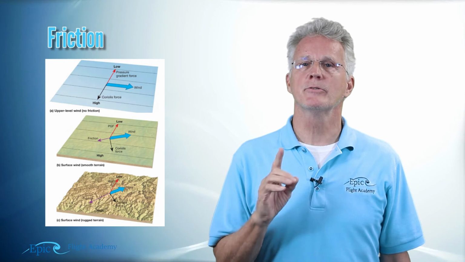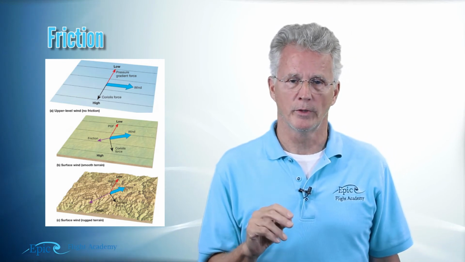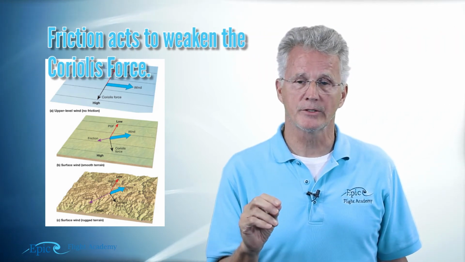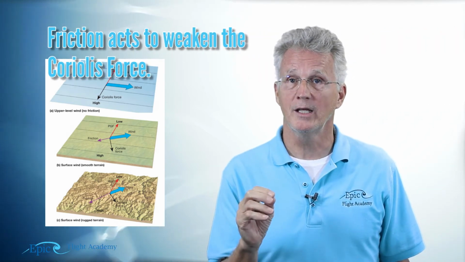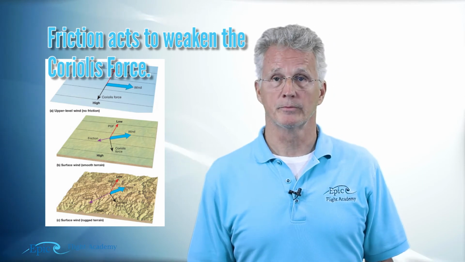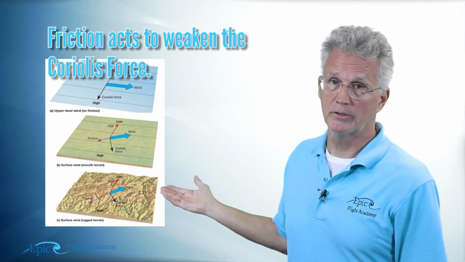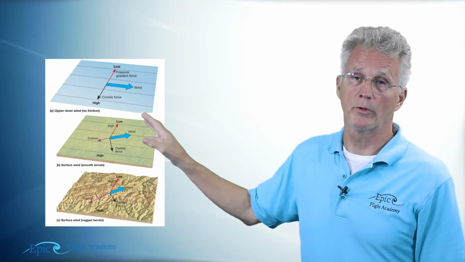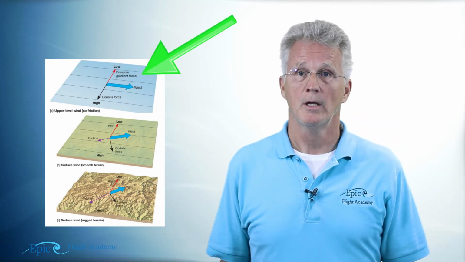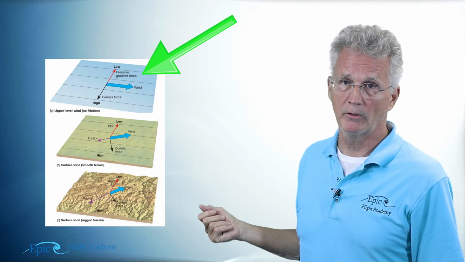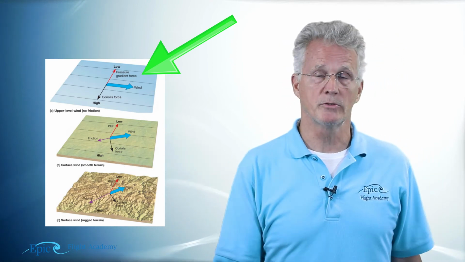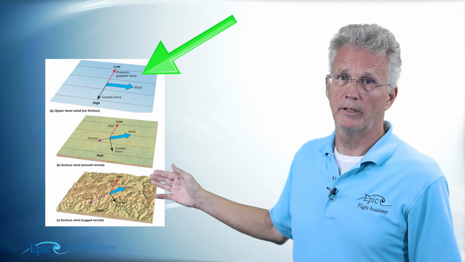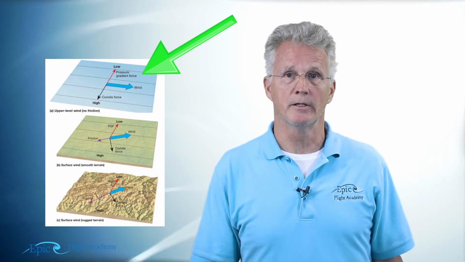Now, here's the important key to remember with friction. Simply remember this: friction acts to weaken the Coriolis force. So take a look at this diagram. Here we show pressure gradient force moving toward a low pressure, and you can see how it's balanced by the Coriolis force, just like we described. And the large blue line is parallel to the isobars, just like we said.